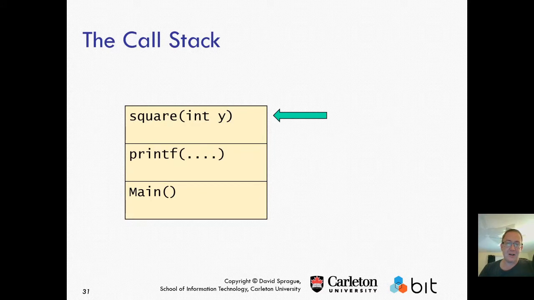The reason you need to know about this is if I have a variable y here in square, a variable y here in printf, and a variable y in main, there's no problem. Which y am I, if I'm in square, which y am I talking about? I'm talking about the y in square. If I'm down one level and I'm talking about y, what am I talking about? I'm talking about the y in printf. There's no collisions, there's no problem with it because I'm only looking at one function at a time.